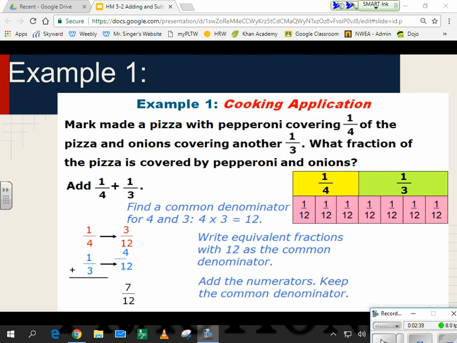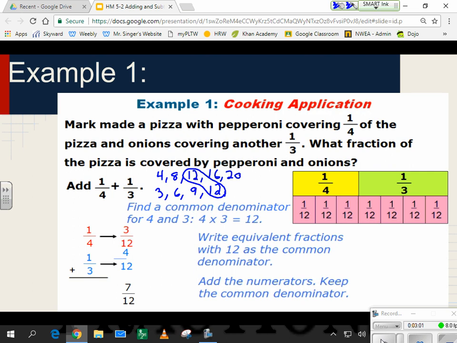So to find them, for 4 and 3, we just have to list out our multiples of 4. 4, 8, 12, 16, 20, first 5. 3, 6, 9, 12. Oh, hold on. Here we go. They both have a 12, so that becomes your least common denominator.